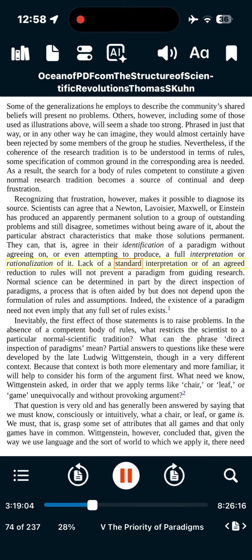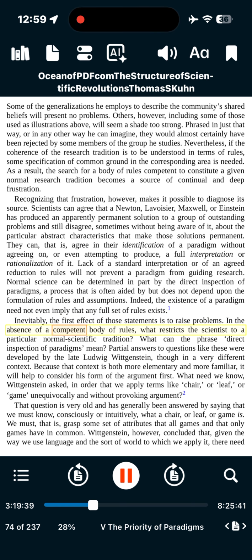Lack of a standard interpretation or of an agreed reduction to rules will not prevent a paradigm from guiding research. Normal science can be determined in part by the direct inspection of paradigms, a process that is often aided by but does not depend upon the formulation of rules and assumptions. Indeed, the existence of a paradigm need not even imply that any full set of rules exists, when inevitably the first effect of those statements is to raise problems.